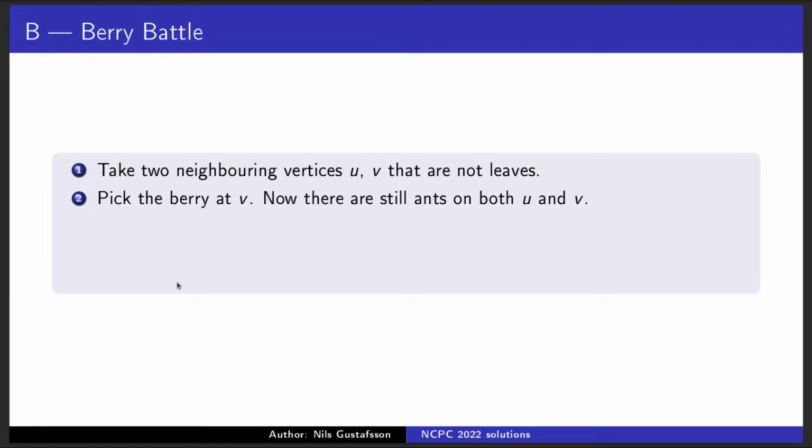Now pick a berry at one of those. Now all of the ants will run, but both U and V will still have ants in them. They can't be empty of ants at this point. And next, take a neighbor of V that is not U. So W is a neighbor. W can be a leaf if you want, it doesn't matter. And now you pick the berry at W.